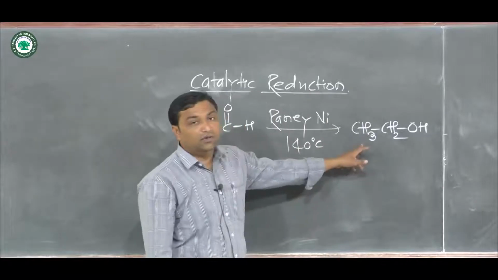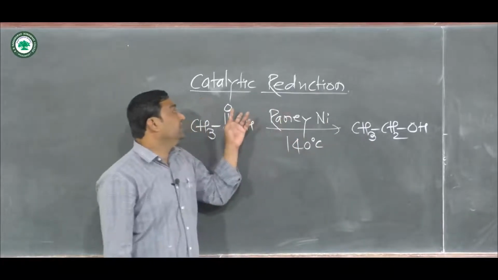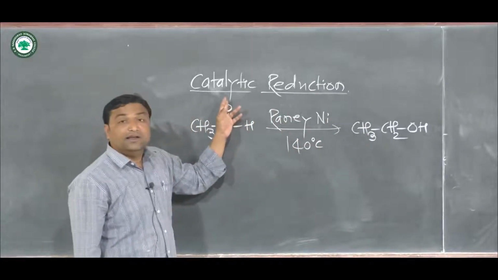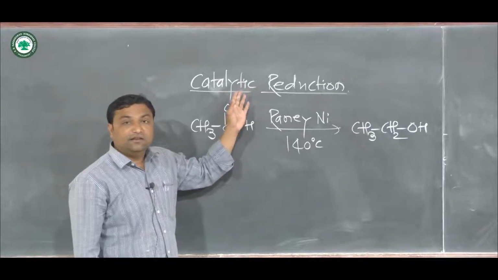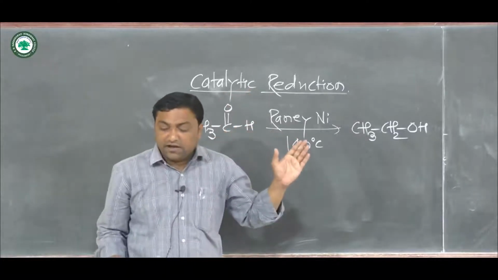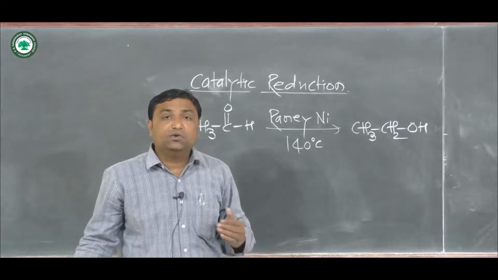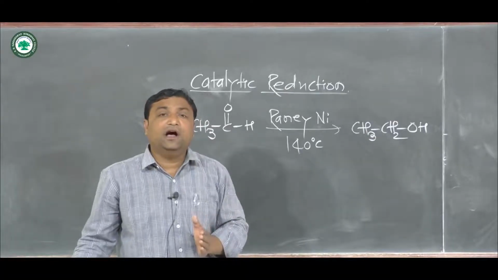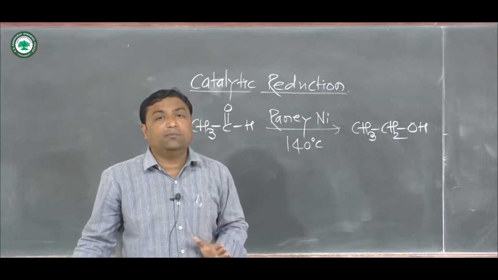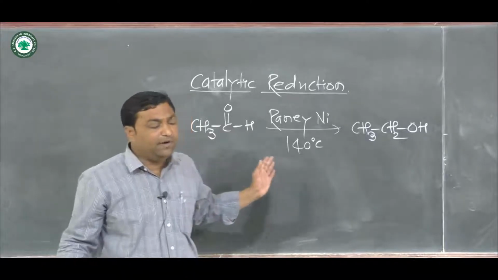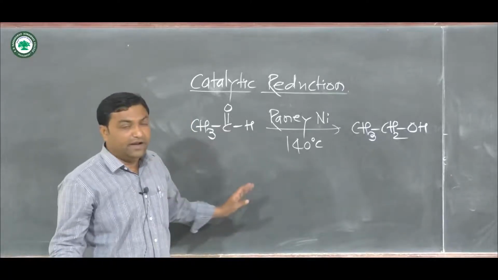Ethyl alcohol. This is the only reaction. Now, this catalytic reduction has a greater utility to reduce alpha beta unsaturated carbonyl compounds, for example, an alpha beta unsaturated aldehyde molecule.